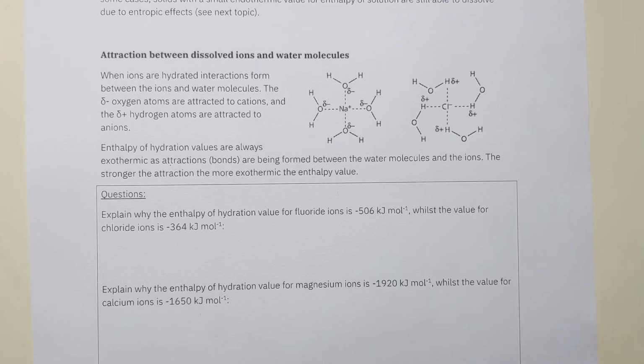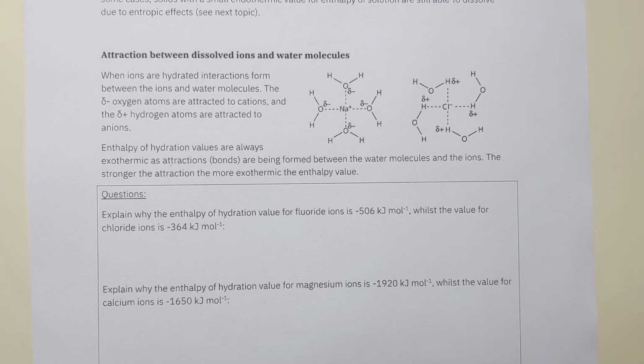The final bit is about explaining why your enthalpy of hydration values might be different from each other, because that's quite easy to explain. In general, enthalpy of hydration values are always exothermic. You're always forming new interactions whenever you throw a gaseous ion into water molecules. It's always going to be happy to form those new interactions. Obviously, the size isn't going to be the same in each case, so we need to explain why it might be different sizes. So first of all, explain why the enthalpy of hydration value for fluoride ions is minus 506, whilst for chloride ions is minus 364.